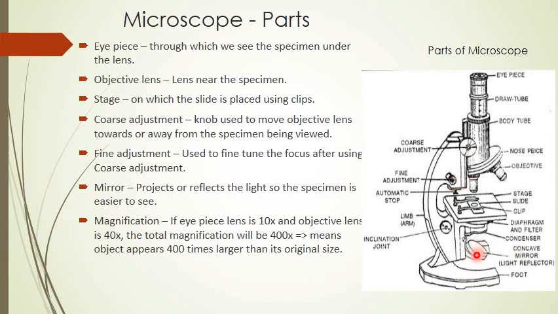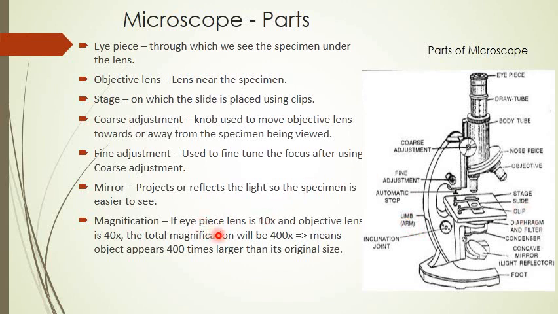Then this is the mirror. In order to view the object or the specimen present inside the slide, we need light or brightness. Where will this brightness come from? When the light falls on the mirror, it reflects back so that the slide becomes brighter. When the slide becomes brighter, the specimen is more clearly visible to our eyes. That is why the mirror is used here. The mirror reflects the light so the specimen is easier to see. These are the main things which I have explained. Not much is there in your textbook.